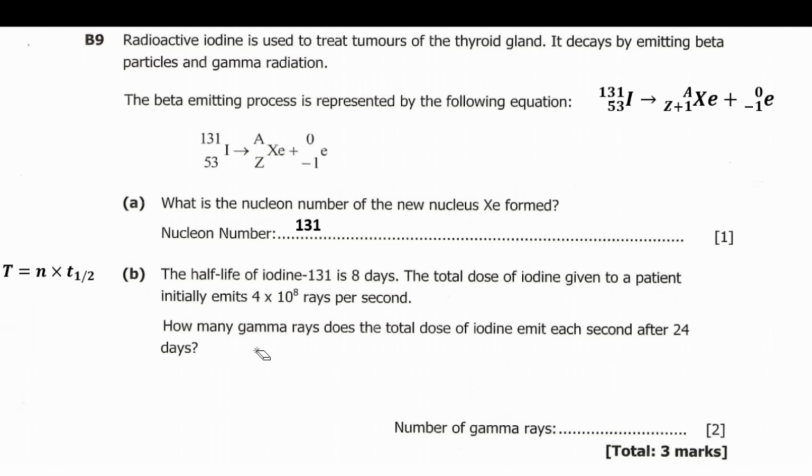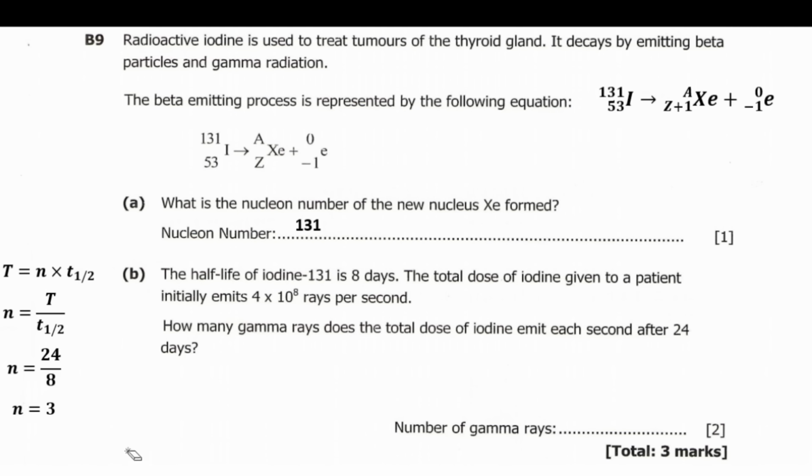Then how many gamma rays does the total dose of iodine emit each second after 24 days? So now, first of all, we need to know the number of decays which are there for 24 days. So 24 days is the total time. Then we need to know how many half-lives are there in 24. So we'll make n the subject of the formula, T over half-life. Then we'll say 24 divided by 8, which will give us n.